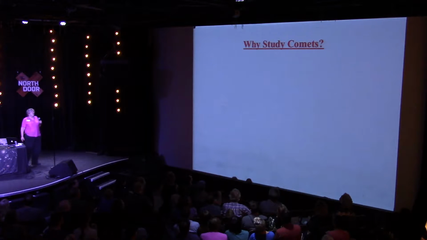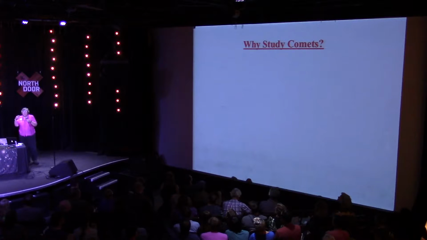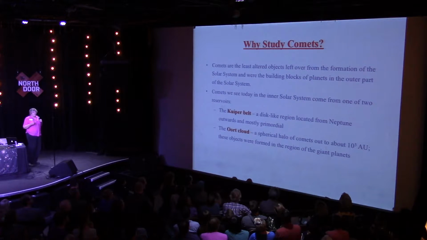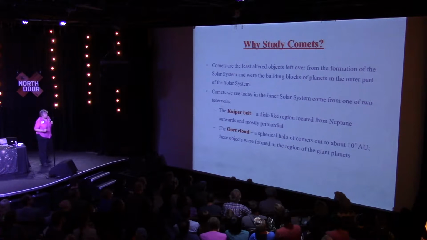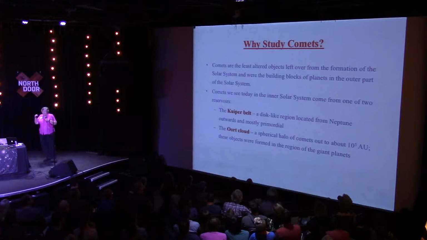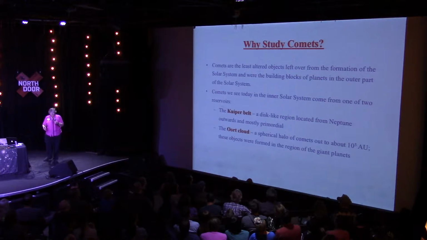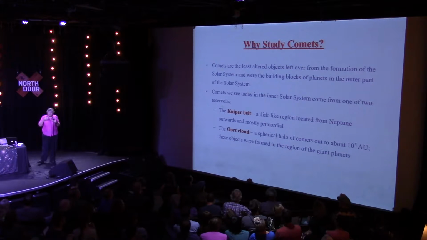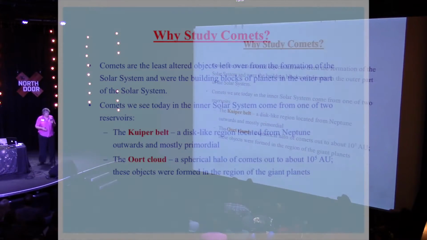So why do I want to study comets? Why am I into debris? Well, because comets are the least altered objects left over from the formation of the solar system. And I said they were there, and now there's things that are left. But parts of them went into building, especially the giant planets in the outer part of our solar system.